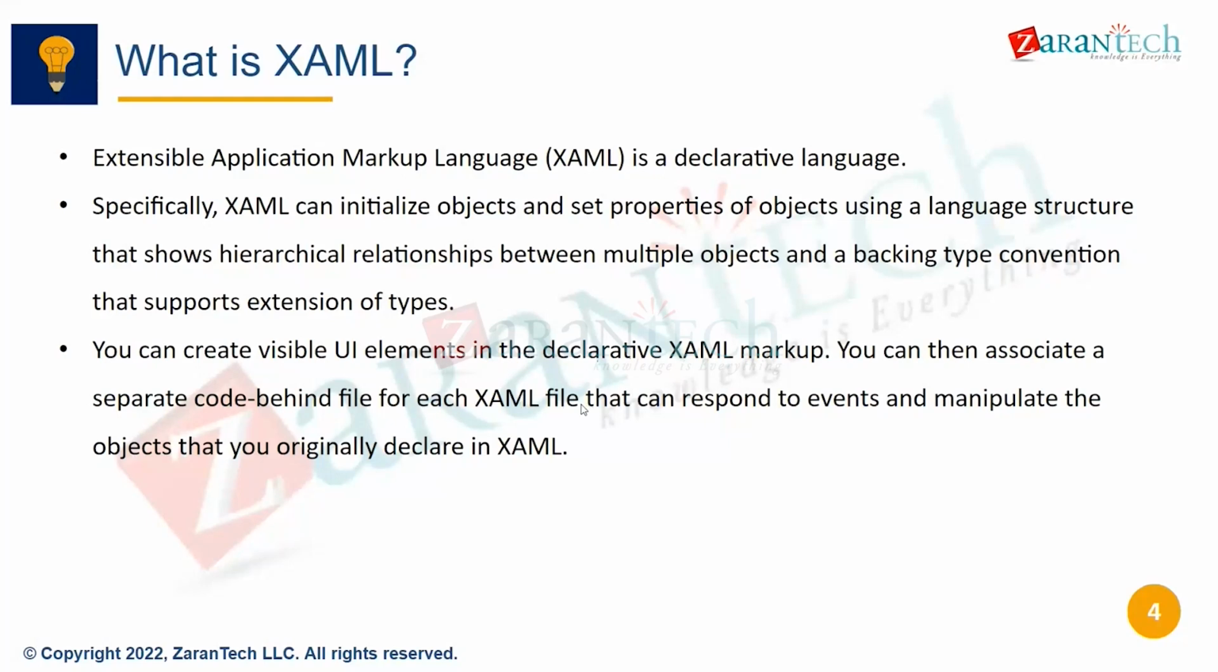So basically, when you add some controls, those controls have things to do. What events they will fire will be written within the code behind. That can respond to events and manipulate the objects originally declared in the XAML. So basically the code behind gives you a way to write your events and manipulation for those objects.